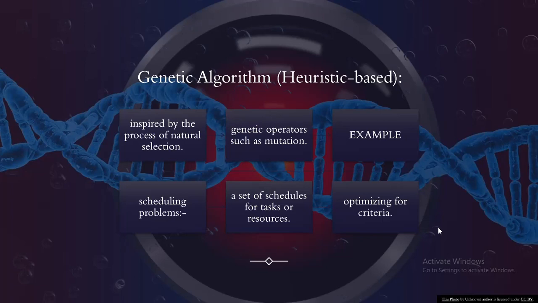Next is the genetic algorithm, that is a heuristic based technique. These are optimization techniques inspired by the process of natural selection. They involve evolving solutions to complex problems using genetic operators such as crossover, selection, mutation. For example, in scheduling problems, a genetic algorithm can be used to evolve a set of schedules for tasks or resources, optimizing for criteria such as time or cost.